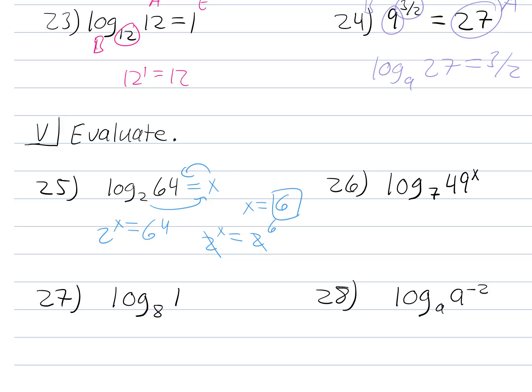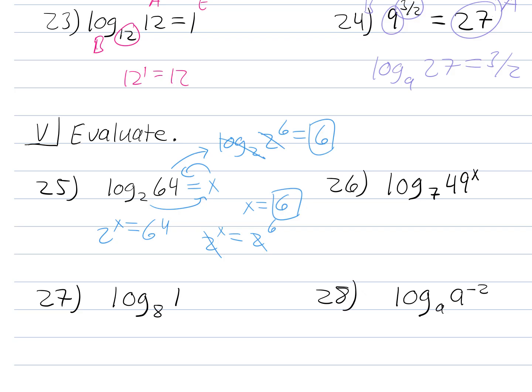If you didn't do it like that, you would have converted the 64 to 2 to the 6th from the beginning. So I'll show you that right here. You could have converted it to 2 to the 6th power, and then a property of logs is that these are going to cancel out, and you're just left with whatever's in the exponent.